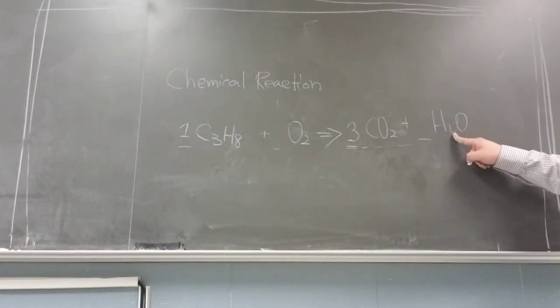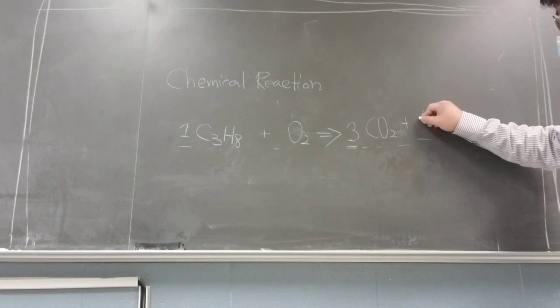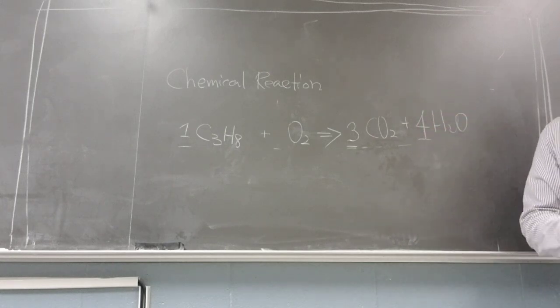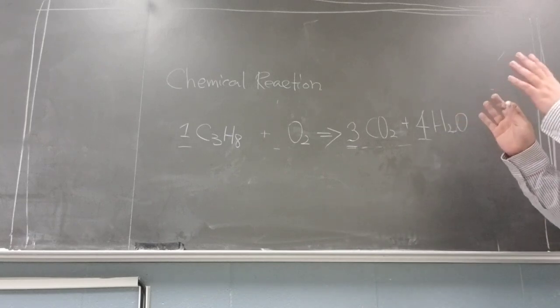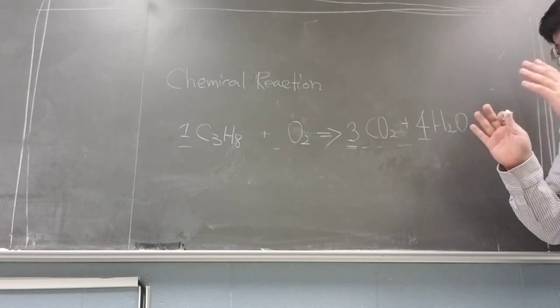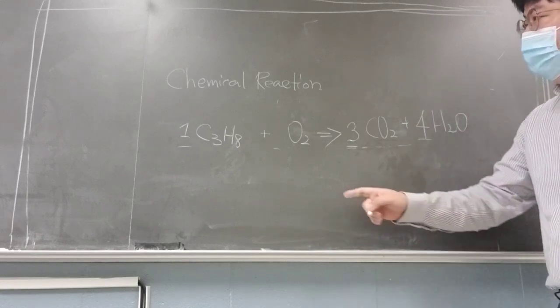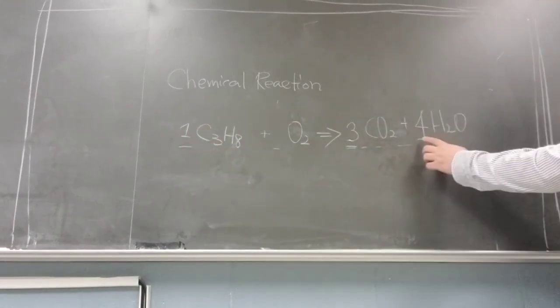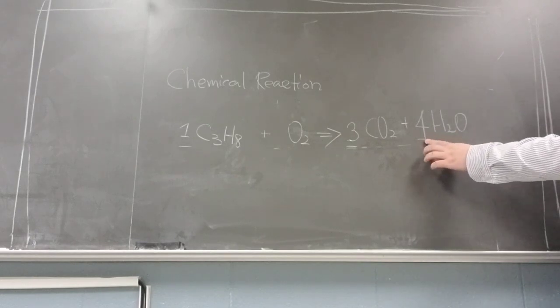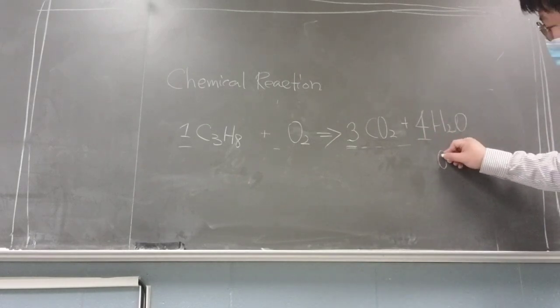So this one has to be 4, right? 4 times 2? Yeah, multiply, yes. Because the water molecule has 2 hydrogen, but 1 propane has already 8. That's why you have to have a minimum of 4. So you can have also 8 hydrogen.